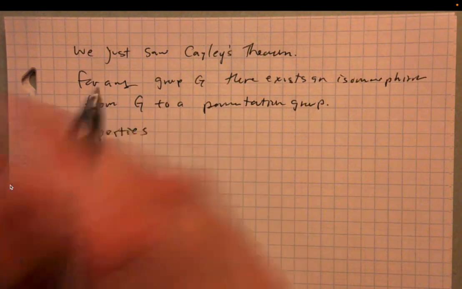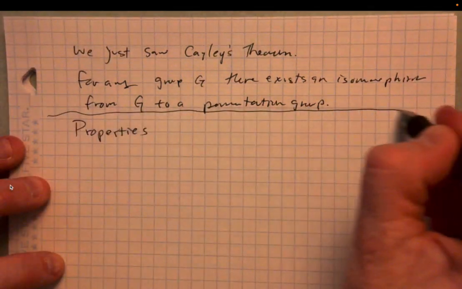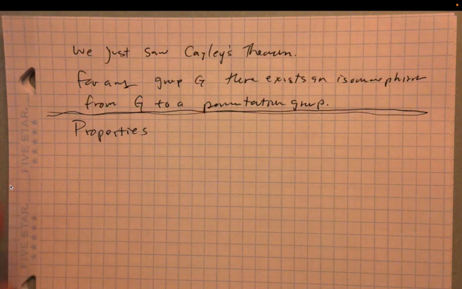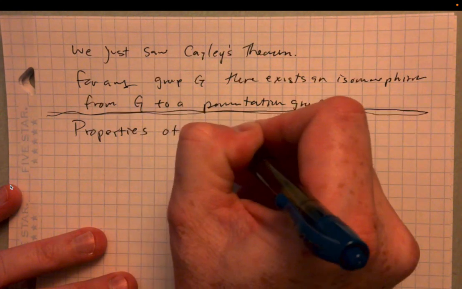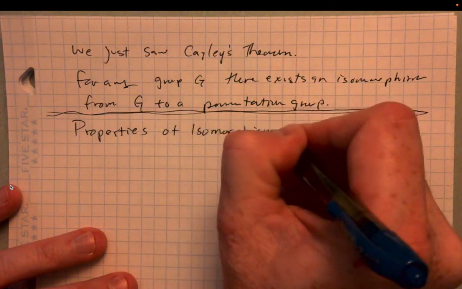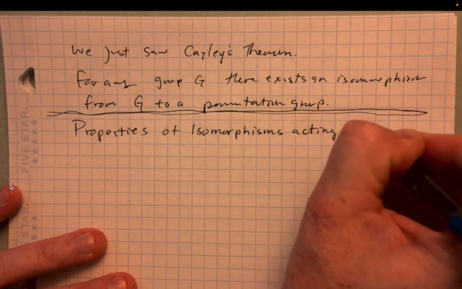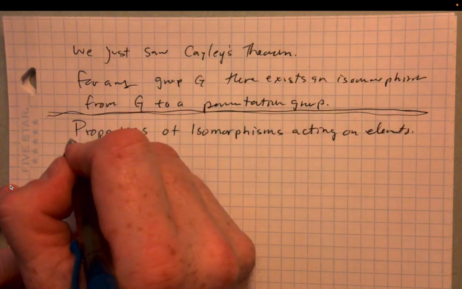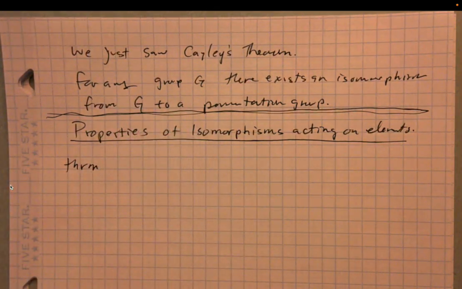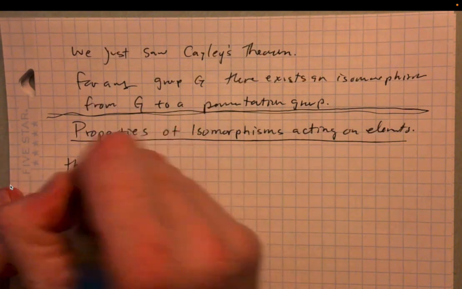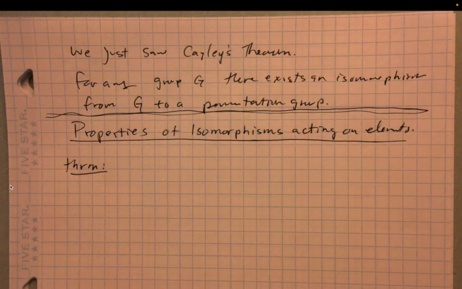We're going to kind of break this into two sections. We're going to talk first about properties of isomorphisms acting on elements. And after we discuss this one, we're going to get into properties of isomorphisms acting on groups. They're different categories of action. So we're going to start with what are some of the properties of isomorphisms when they're acting on elements inside of a group.